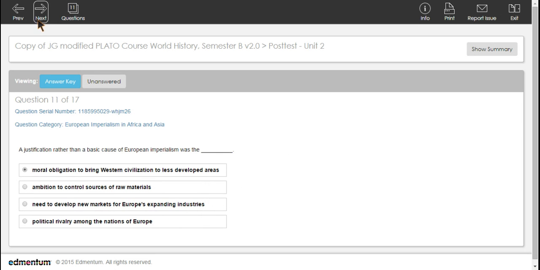It's the last one. A justification rather than a basic cause of European imperialism was the moral obligation to bring Western civilization to less developed areas, ambition to control sources of raw materials, need to develop new markets for Europe's expanding industries, or political rivalry among the nations of Europe. And our correct answer, I guess, is moral obligation to bring Western civilization to less developed areas. That's how they justified it. Yeah, that's how they saw it in their heads.